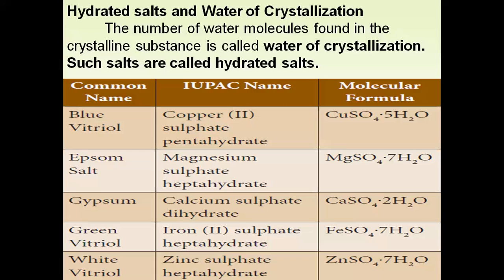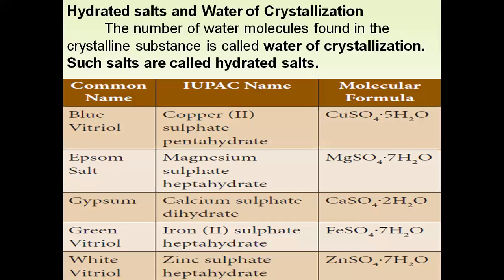Next one is the molecular formula. Copper sulfate, how to write it? CuSO4 is copper sulfate, and 5H2O is pentahydrate, because these are hydrated salts. How many water molecules are present in the hydrated salt? 5, 7, so the names are penta, hepta, di, mono, etc. White vitriol is zinc sulfate heptahydrate, ZnSO4.7H2O.